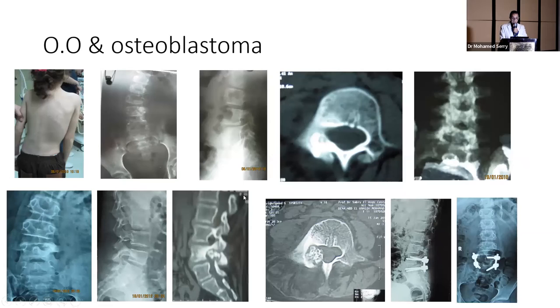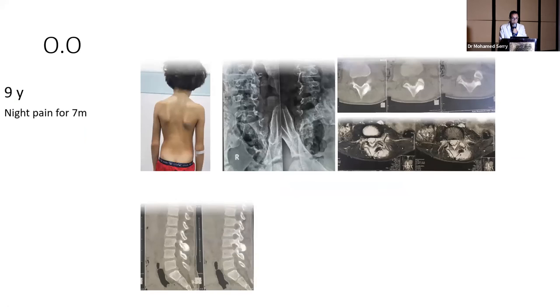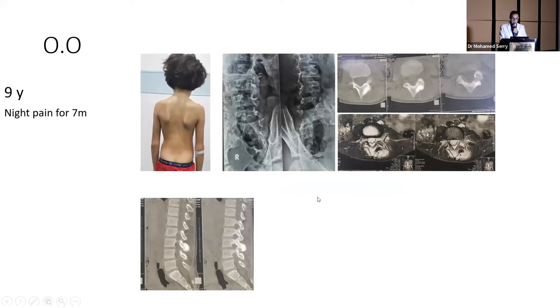In some cases, like osteoid osteoma, it is unnecessary to do a biopsy, like this case with the nidus, treated by excision without fixation. This is an osteoblastoma treated by excision and fixation. This child with an osteoma also affecting the lamina: MRI showed edema in the surrounding muscles, so we suspected malignancy.